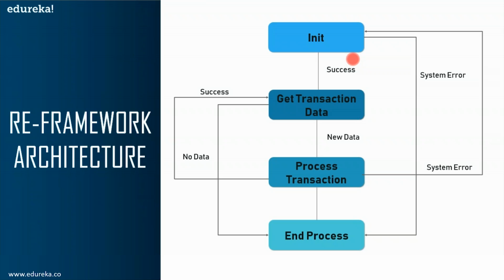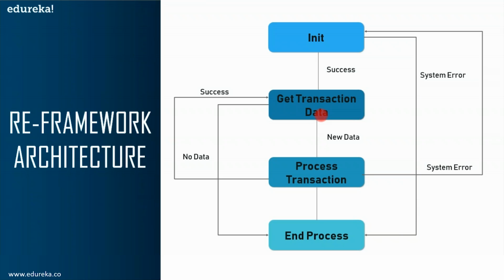Any project that you create on RE framework starts through the init state. The init state is where the robot reads the configuration and initializes the application. If the configurations can be read and all the applications are initialized, the state is successful, and it goes to the get transaction data state. Else, it directly ends the process by showing you a system error. Now let's say our state was successful, then we would land onto our get transaction data state.